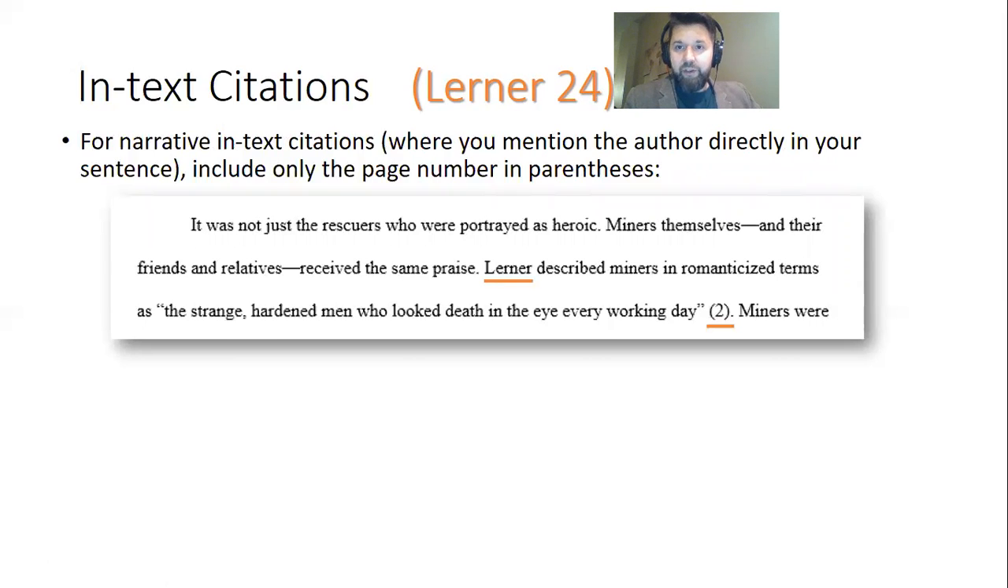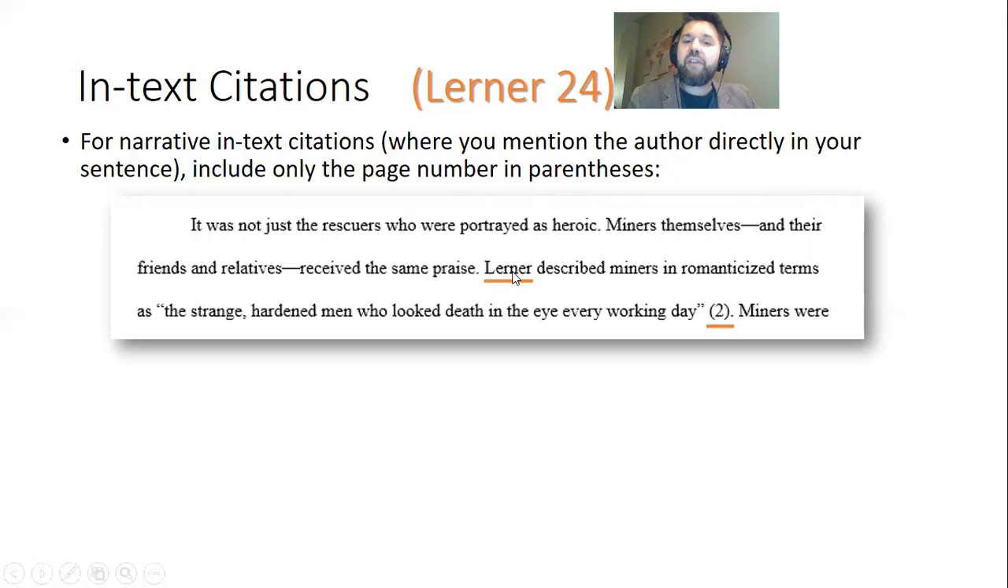So those are standard in-text citations. We also have a variety of in-text citation called a narrative in-text citation. The narrative in-text citation is when you mention the author directly in your sentence. So let's take a look at this example. It starts here. Lerner described miners in romanticized terms as, quote, the strange, hardened men who look death in the eye every working day, close quotes, open parentheses, two, close parentheses, period.